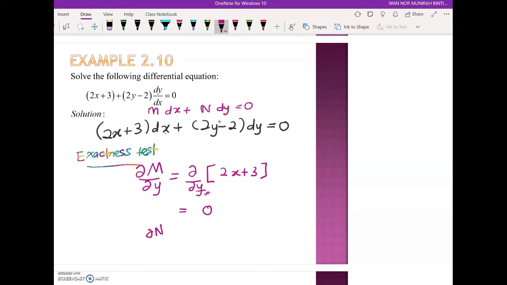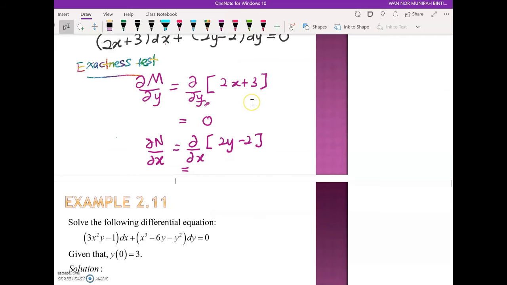Okay, what about ∂N/∂x? So I put ∂x, then my N here is 2y minus 2. When I do the partial derivative here, I want to differentiate 2y minus 2 with respect to x. The variable is x, but I find that this one is y, so differentiating y with respect to x here will give us 0.